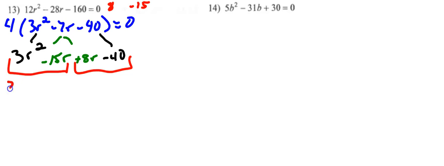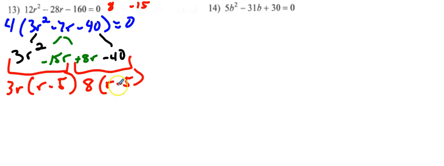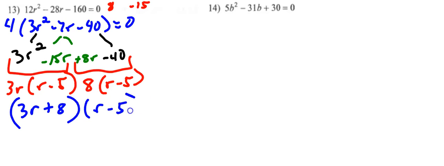So we can take out a 3r, and we're left with r minus 5. We can take out an 8, and we're left with r minus 5. Again, that's good that these two match. So now we can recombine: 3r plus 8 and r minus 5. At this point, we're still equal to 0. Set each of these equal to 0 and solve.